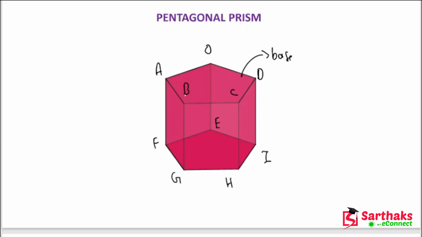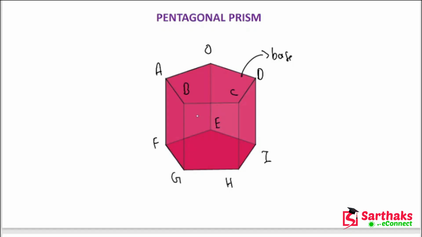Now let us talk about the vertices. Now A, O, B, C, D, 5 vertices at the top, F, E, I, H, G, 5 vertices at the bottom. So there must be 10 vertices. And similarly, if we count the edges, then OA, OB, OD, DC, BC and AB. These are 5 edges on the top. FE, EI, IH, HG and FG. These are 5 edges in the bottom. And then AF, BG, CH, DI and OE. These are 5 edges in the lateral faces. Okay, so we can see there are 15 edges.